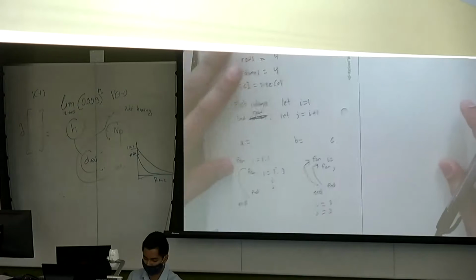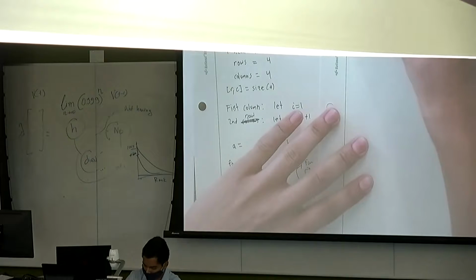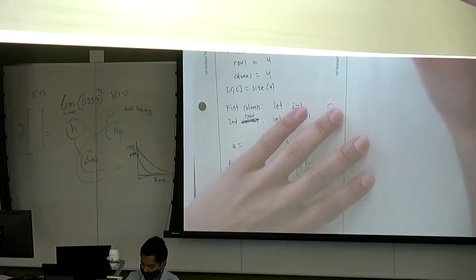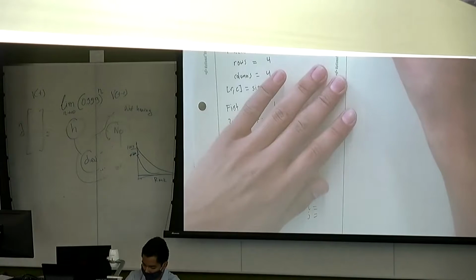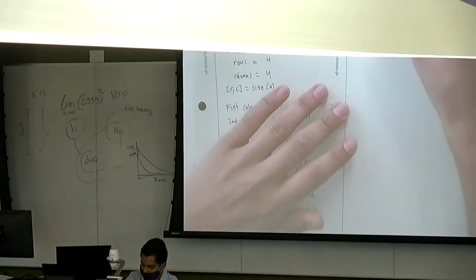So I say the rows, comma columns. I define A, I define B, and then I say this is the size of A. Okay, and then I want to initialize the for loop from I equals 1. So how high does I go?